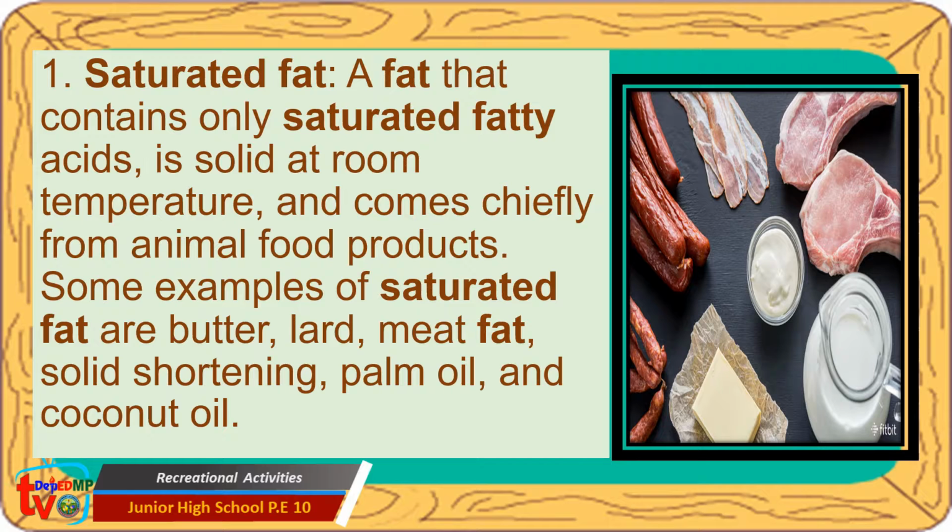Under fats, there are two types. The first one is saturated fat: a fat that contains only saturated fatty acids, is solid at room temperature, and comes chiefly from animal food products. Some examples of saturated fat are butter, lard, meat fat, solid shortening, palm oil, and coconut oil.